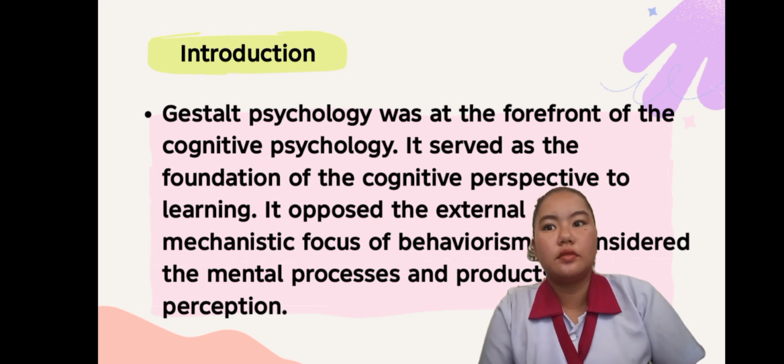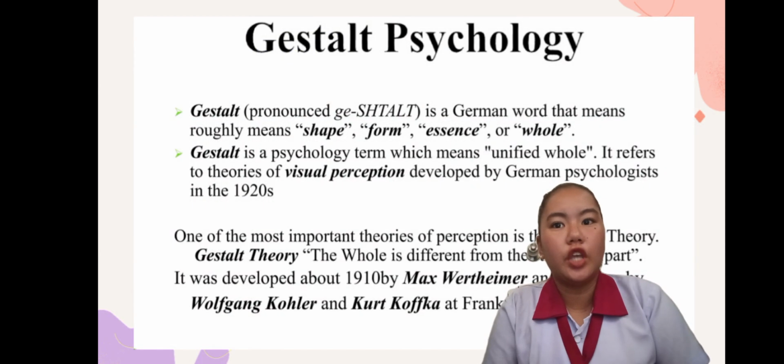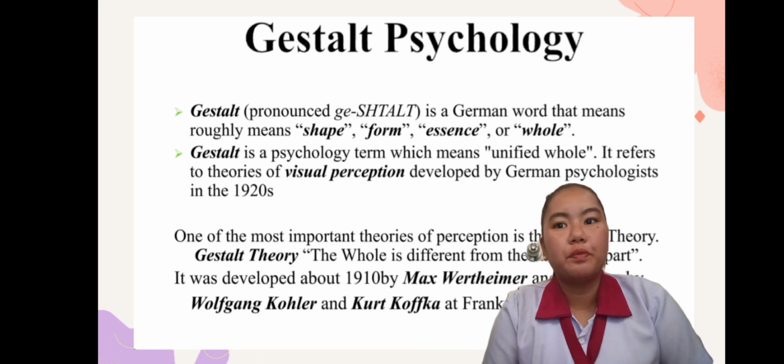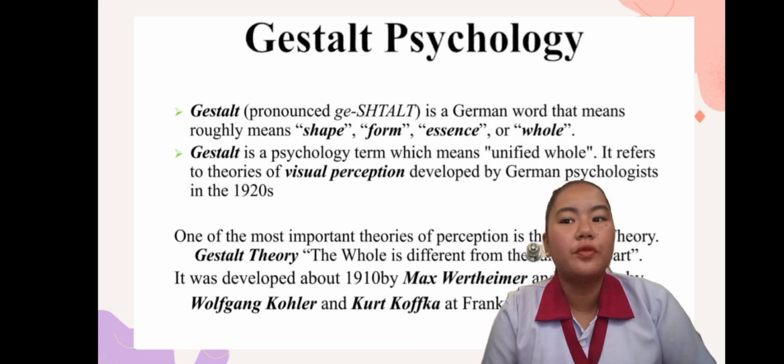Gestalt is a German word meaning shape, form, essence, or the whole. It refers to the theory of perception developed in Germany in the 1920s. The famous phrase is the whole is different from the sum of its parts. This means that when elements are combined, they form something new and meaningful.